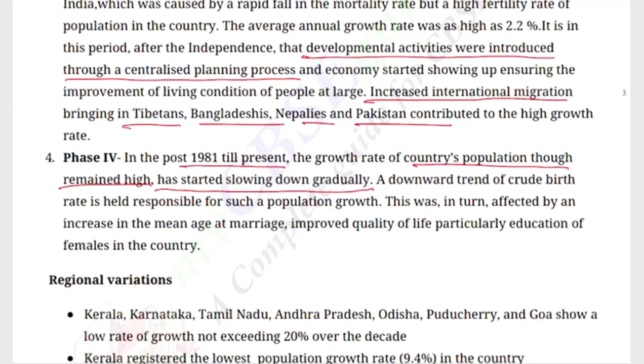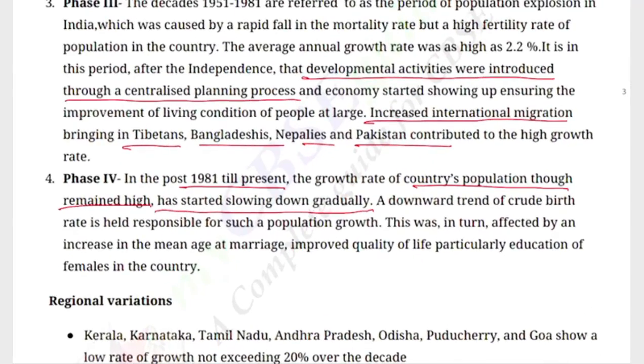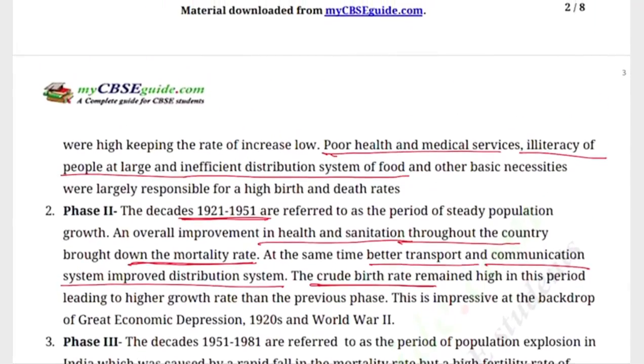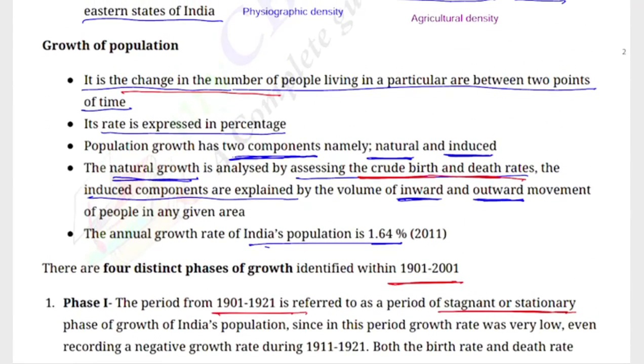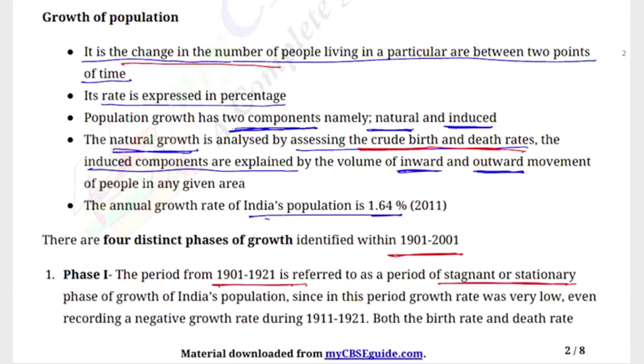So these are the population growth factors, and if we summarize it, what is population growth? Population growth is the change in the number of people living in a particular area between two points of time. Meaning the change in the number of people in a particular area within a particular time is called the growth rate. It happens in two ways, natural and induced. Natural is due to natural birth rates, and induced is due to migration, inward and outward. Thank you.